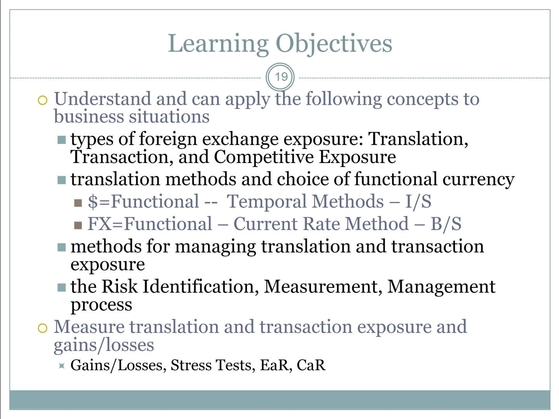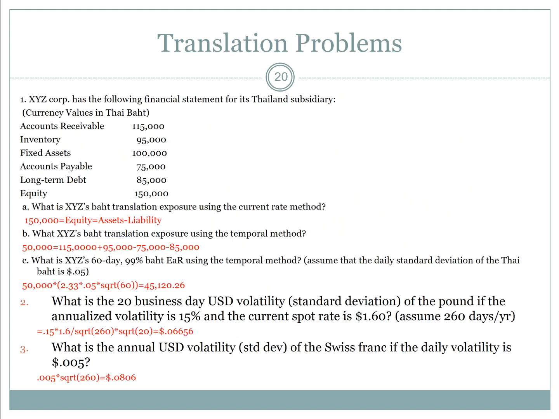So they might hedge, say, 50 to 100% of the position, which is called either the hedge ratio or coverage ratio. So in this topic, we talked about the types of exposures in FX: translation, transaction, and competitive exposure. We talked about EAR and CAR, and we talked about mitigation strategies.